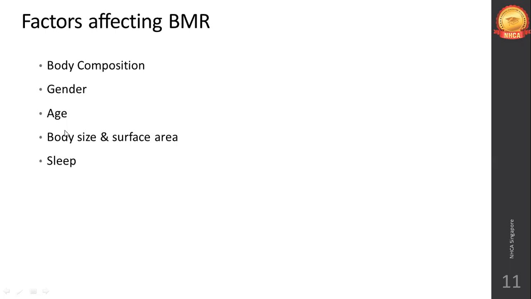Then sleep. During sleeping hours, your basal metabolic rate is 10% lower than when you are awake. When you sleep, the BMR falls. Then body temperature: as soon as your body temperature moves beyond 35 degrees Celsius, for example whenever you are sick and have a fever, your BMR is quite high. Your body is continuously breaking down its own storage of macronutrients to meet its energy requirements.